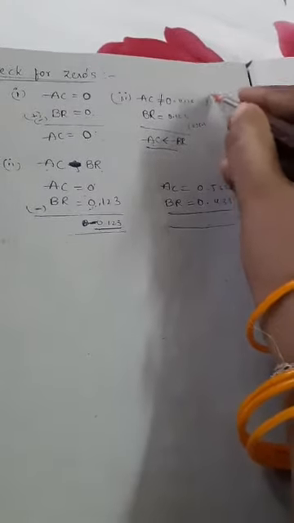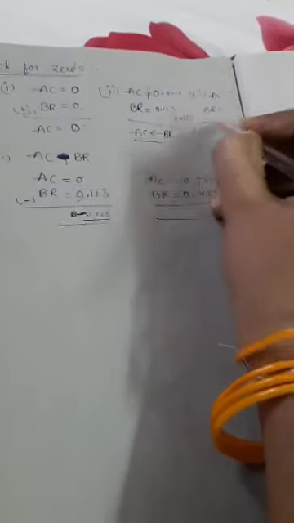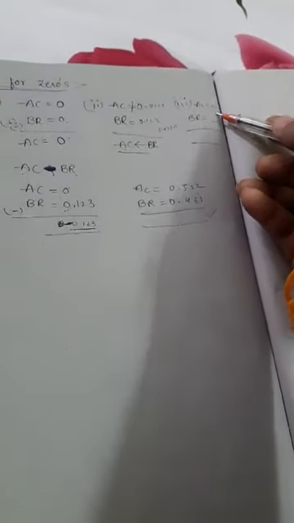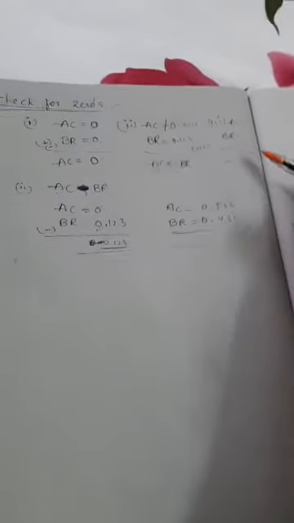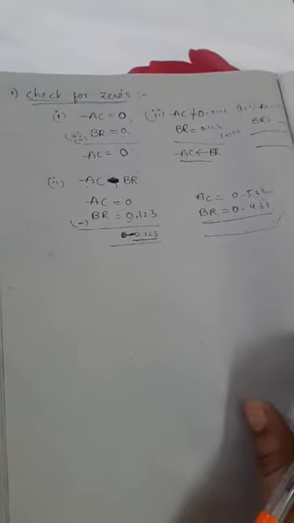And likewise here also, if AC contains some value and BR contains some value, we are performing the addition operation. But if the two numbers have some value, we cannot directly perform the addition and subtraction operation. So for that case we will go with the second step. In the first step we have to check whether the numbers contain zeros or not. If the two registers do not contain zeros, then we go with the second step.